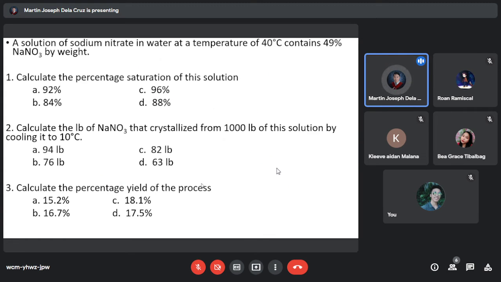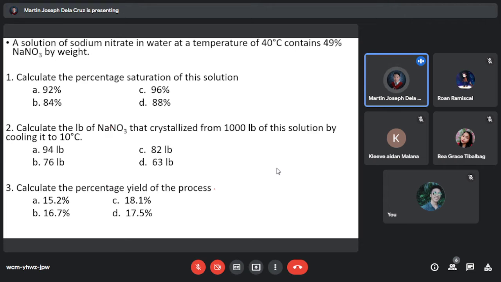So I have here an example. A solution of sodium nitrate in water at a temperature of 40 degrees Celsius contains 49% sodium nitrate by weight. Calculate the percentage saturation of this solution. These are past board exam questions. So try nating sagutan. Calculate the pounds of sodium nitrate that crystallized from 1,000 pounds of this solution by cooling it to 10 degrees Celsius and calculate the percentage yield of the process.